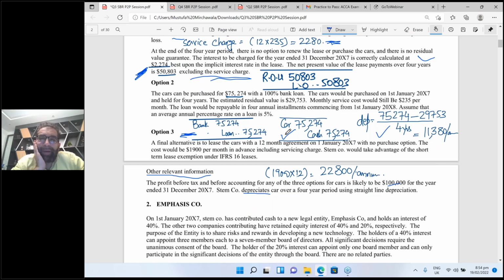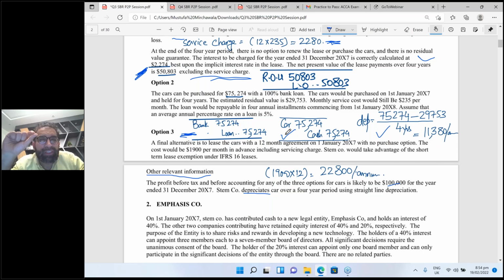Okay, my dear students, now for this option, don't sleep please. You still have to pay the service charge, same 235 multiplied by 12, that is 2820.